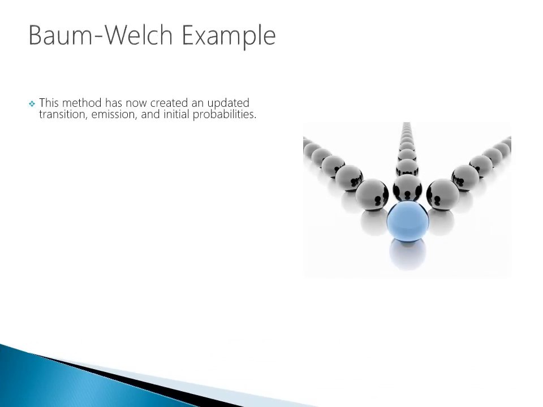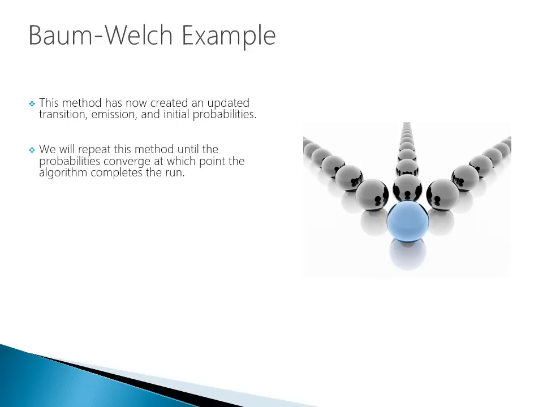This method has now created an updated transition, emission, and initial probabilities. We will repeat this method until the probabilities converge, at which point the algorithm completes the run.